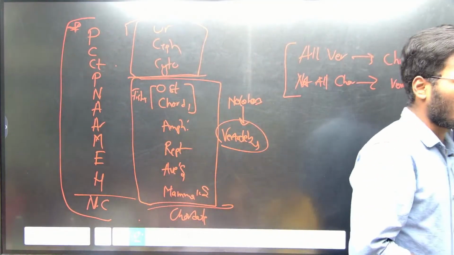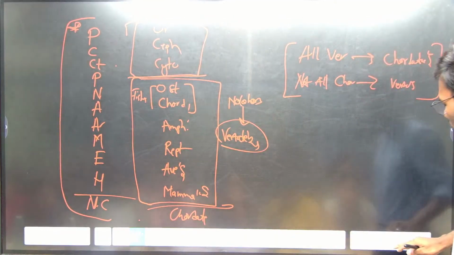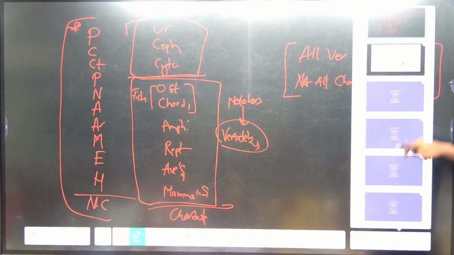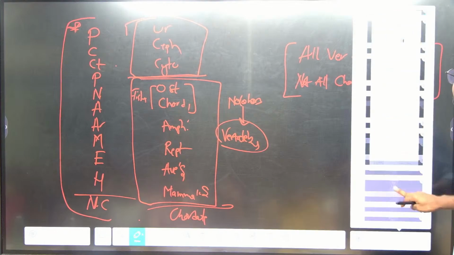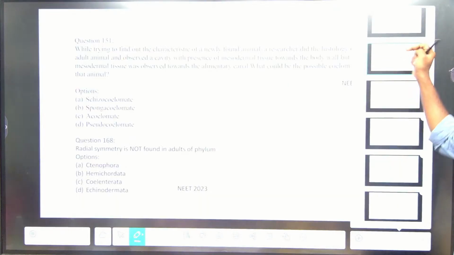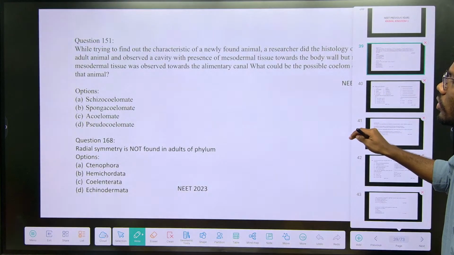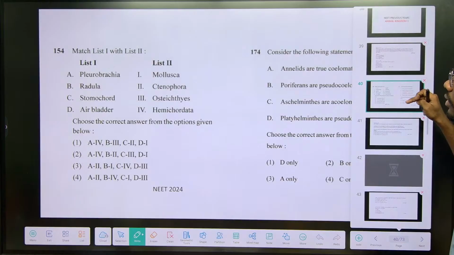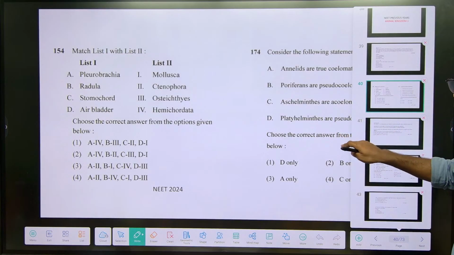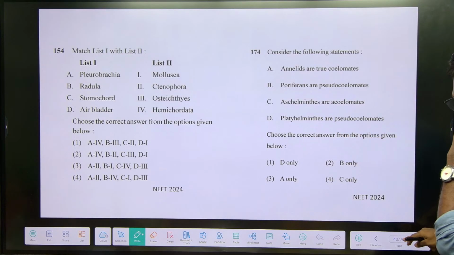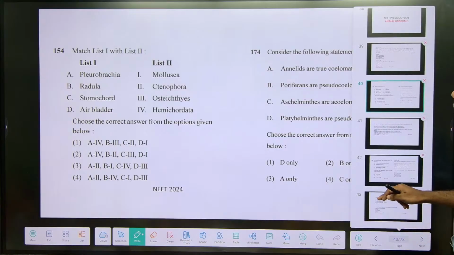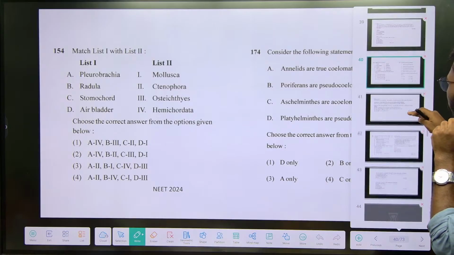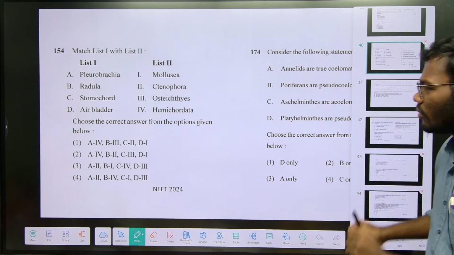So with this we completed non-chordates. We have a few questions. Yesterday we completed only a few questions. We will see the questions and we'll go. I think this question was completed, right? Right, 154. Just read and do question 154. We'll see.